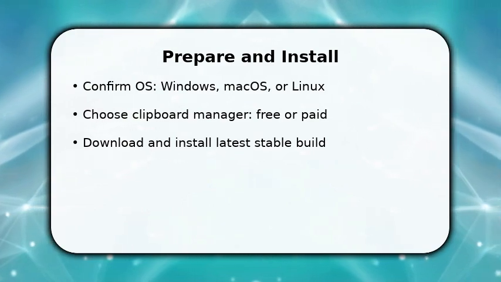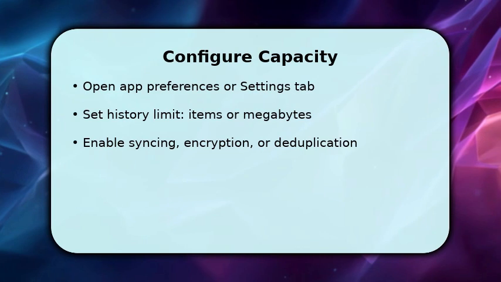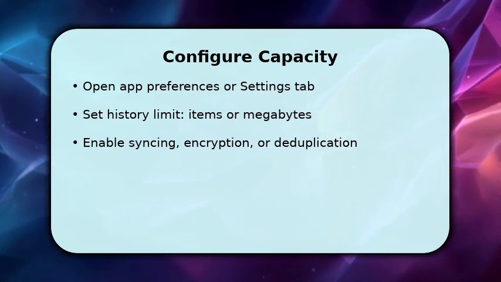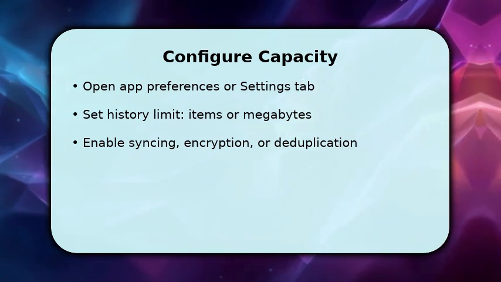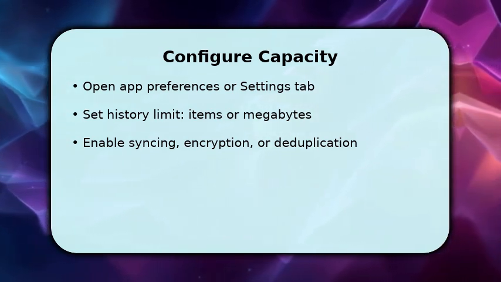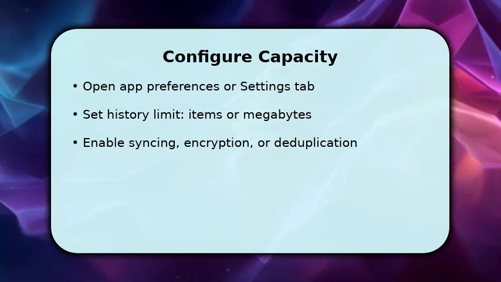You now configure size and behavior inside the manager. Go to Preferences, find History or Storage, and increase the item count or megabyte limit. Choose a sensible value like 500 items or 200 MB for heavy use.